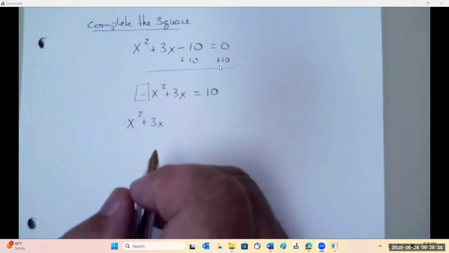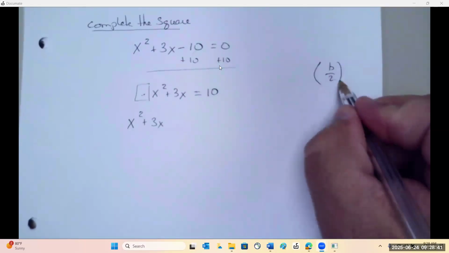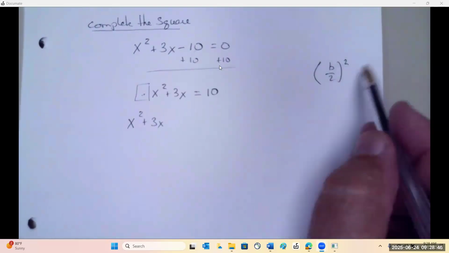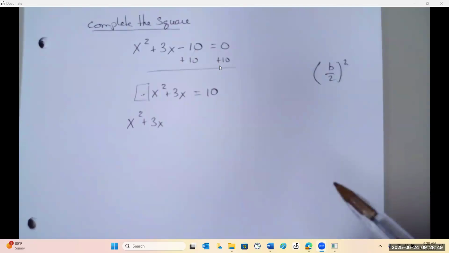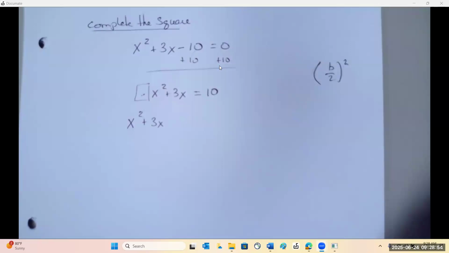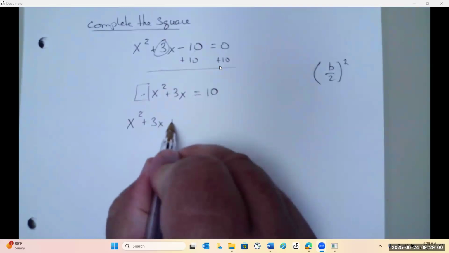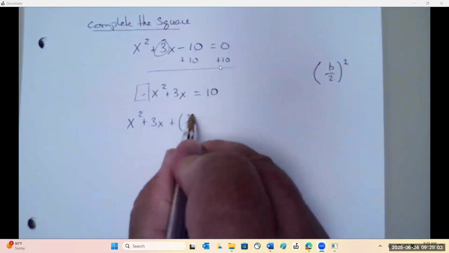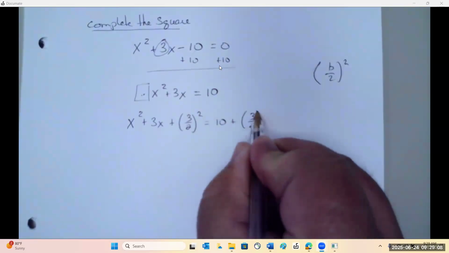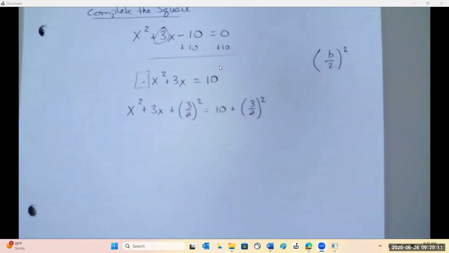Add b over 2 squared. It's a parenthesis, b over 2 squared. That's important. If you put b squared over 2, you're going to mess it up. So it has to be in parentheses, b over 2 squared. What's b in our equation? Right. b is whatever's in front of the x. So we add 3 over 2 squared to both sides. Again, the procedures are on the video from yesterday. You can watch that.